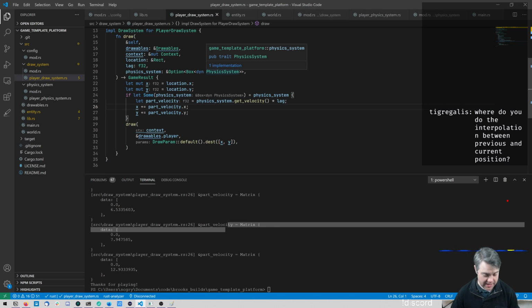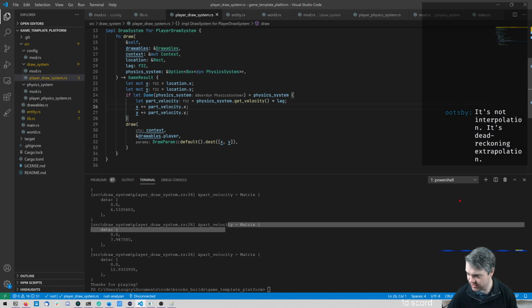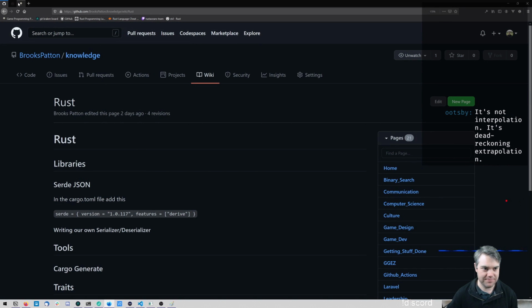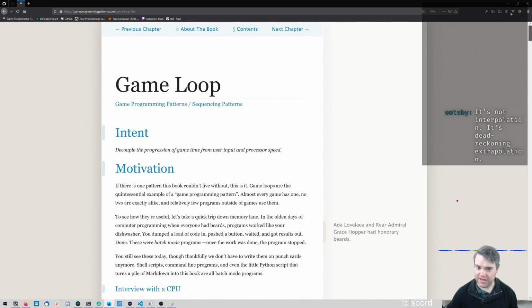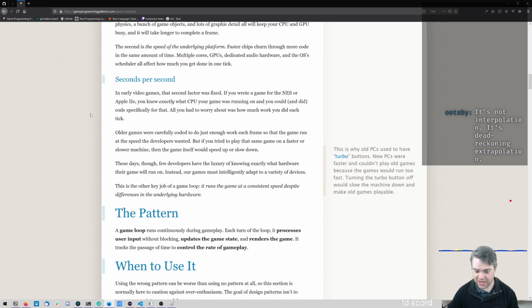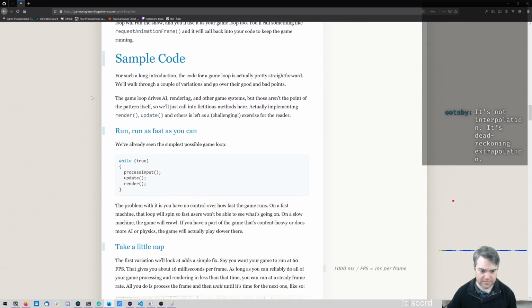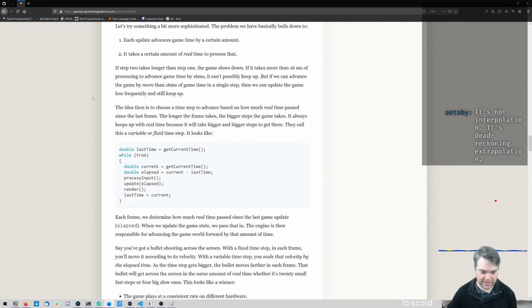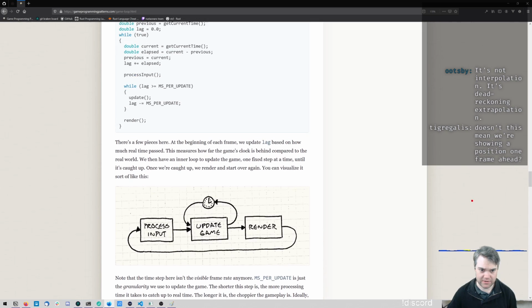Now, where I got this from, because I didn't invent this myself. I didn't even figure that out. It's not interpolation. It's dead reckoning extrapolation. Oh, thank you, Utsby. You're right. Dead reckoning extrapolation. Okay. Thank you for correcting me on that. I get this from the game loop chapter of the Game Programming Patterns book. If we go down, it talks about the different types of game programming patterns. And we're doing the most complicated version of it, which is this one right here.